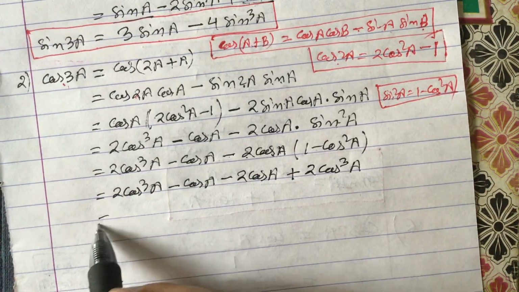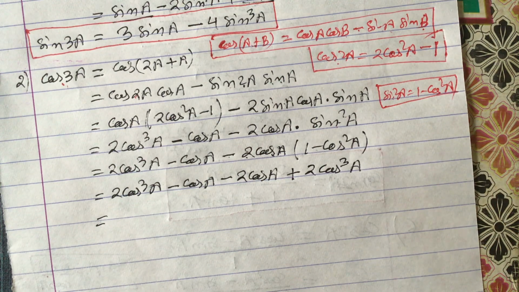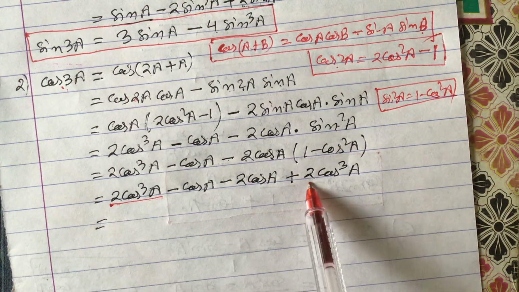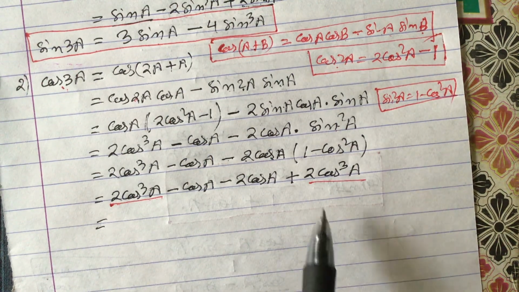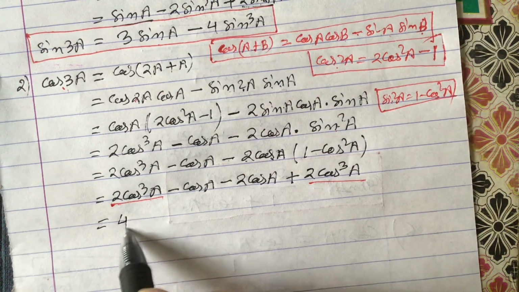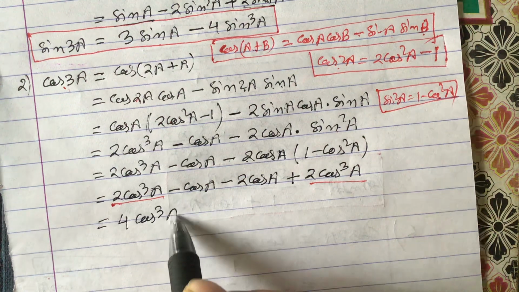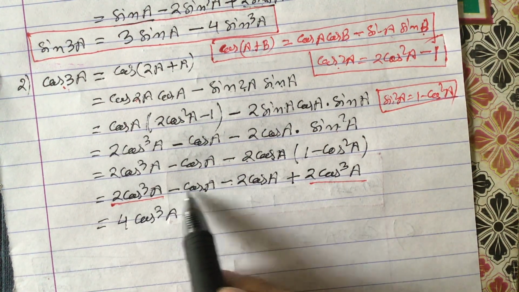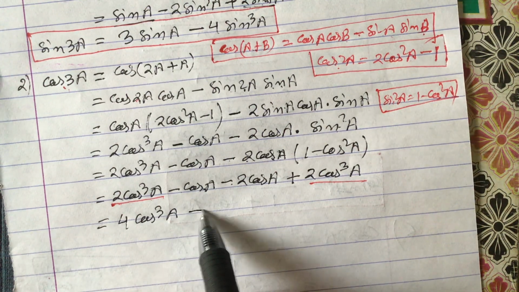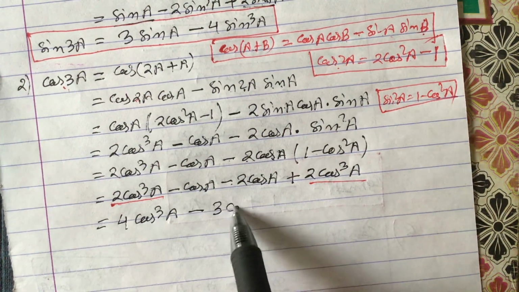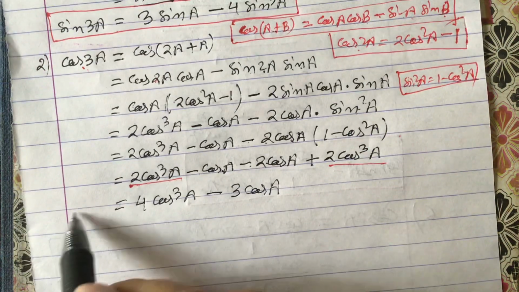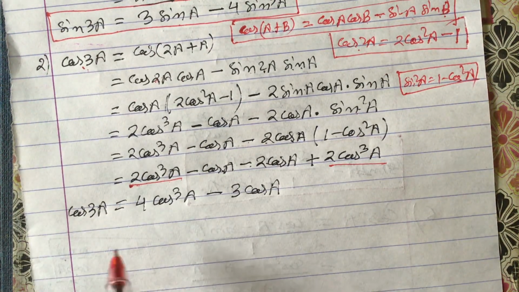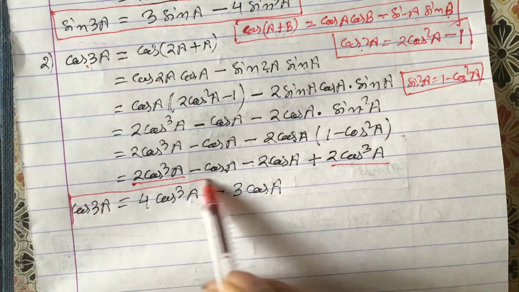Now like terms, look here. Like terms are 2 cos cube A and 2 cos cube A. Both plus and plus we can add, so 4 cos cube A. And this cos A and this cos A, both of them are minus. Minus, minus, if you add, will be minus. So 2 plus 1 is 3, and then cos A. So this is the formula of cos 3A in terms of cos only.